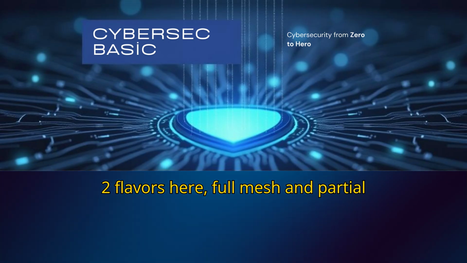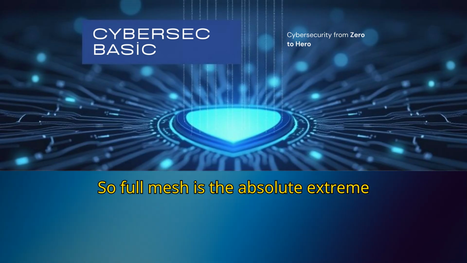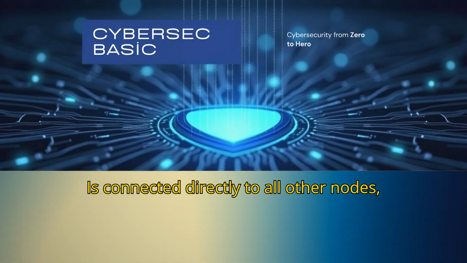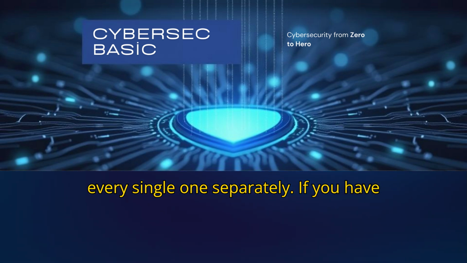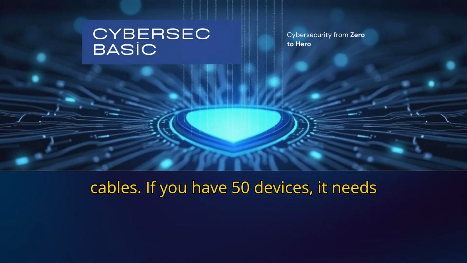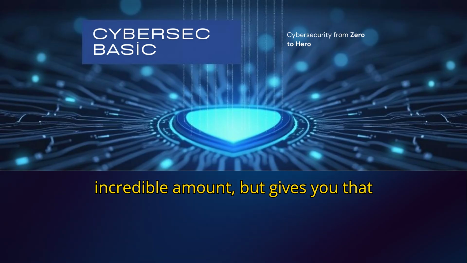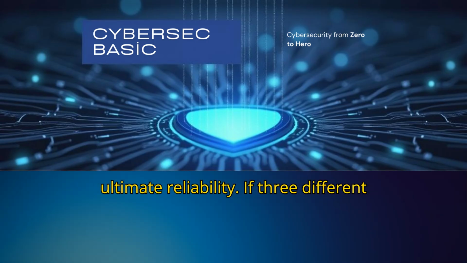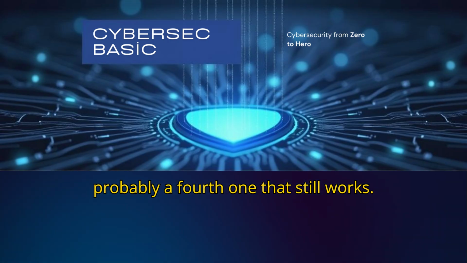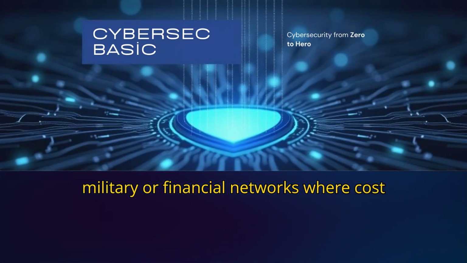And we've got two flavors here, full mesh and partial mesh. What's the real-world difference? So full mesh is the absolute extreme, maximum connectivity. Every single node is connected directly to all other nodes. Every single one. Separately. If you have 5 devices, device 1 needs 4 separate cables. If you have 50 devices, it needs 49. That's a lot of cables. It's an incredible amount, but gives you that ultimate reliability. If 3 different paths fail between 2 nodes, there's probably a 4th one that still works. You see this in critical military or financial networks, where cost is no object.